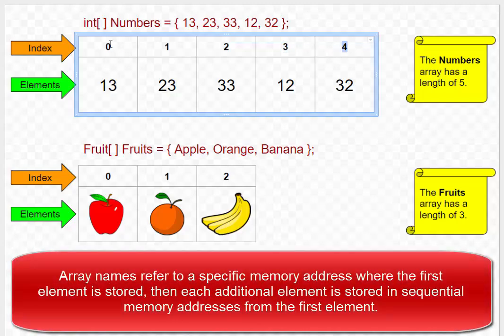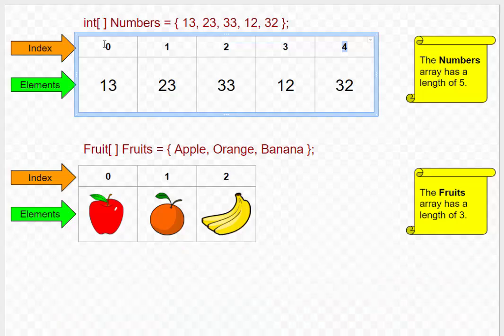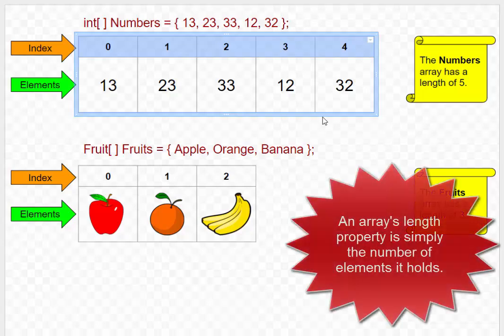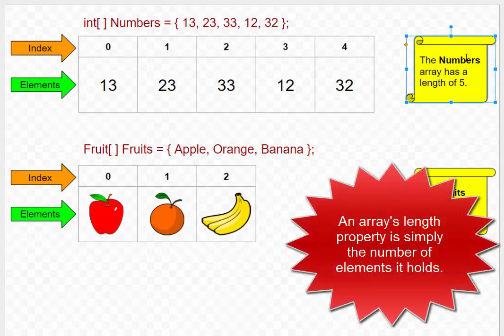And because this is a zero-based system, sometimes we want to know how many total elements we have. Well, that's sometimes referred to as its length. So even though the index here goes from 0 to 4, it has a length of 5. In other words, it has 5 elements in it. So over here, I have that noted.